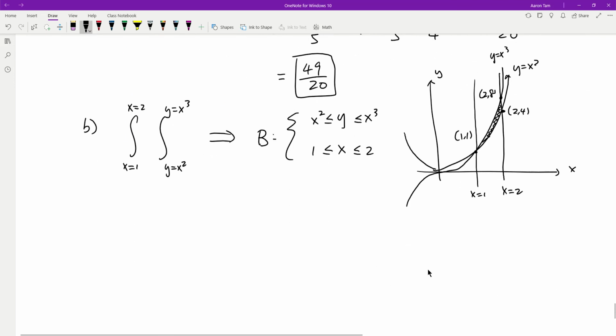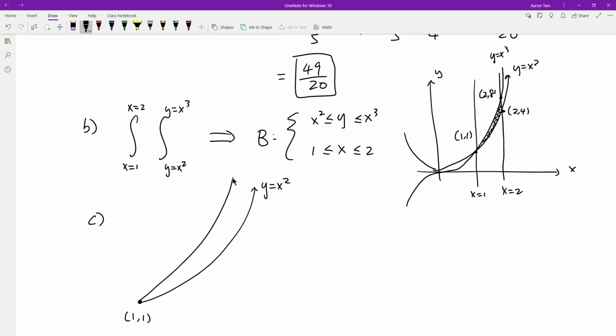Now this is actually a very good example of what I want to show you next. What happens if I want to rewrite this using the other order? That actually becomes an extremely interesting question. Here I'm going to magnify this picture a little bit to show you what happened. This is the point 1, 1. And here is probably the line y equals x squared. And then here's the line y equals x to the third. And then here's the straight line x equals 2, which indicates these two points, 2, 4, and 2, 8.